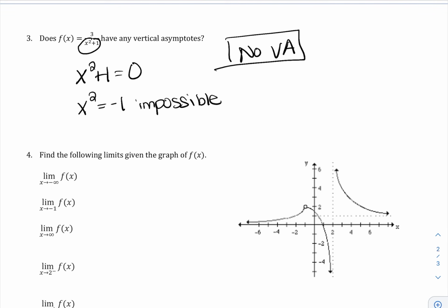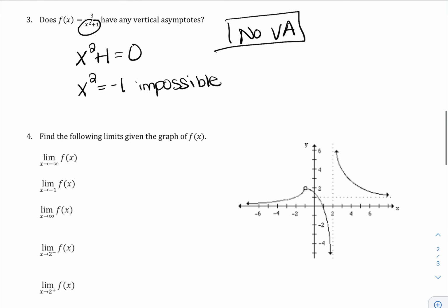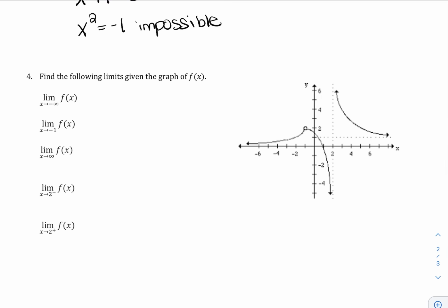All right, let's do one more looking at the limits graphically. So now we can also find the limits at infinity and negative infinity. So let's take what we learned from finding limits graphically to finding limits as x goes to positive or negative infinity. So the first one is the limit as x goes to negative infinity. So remember, negative infinity is this direction. It's to the left of the graph.